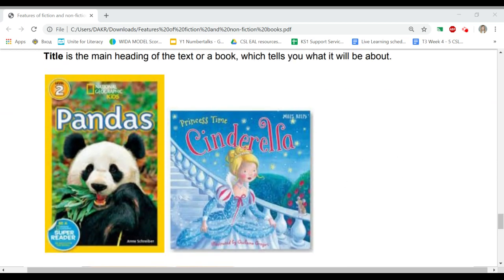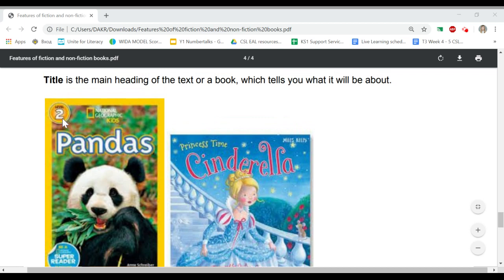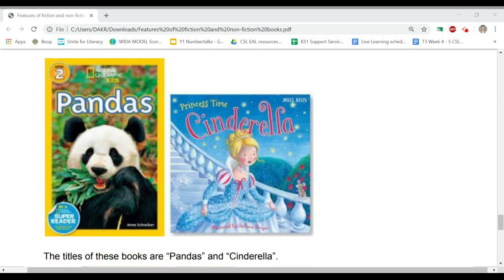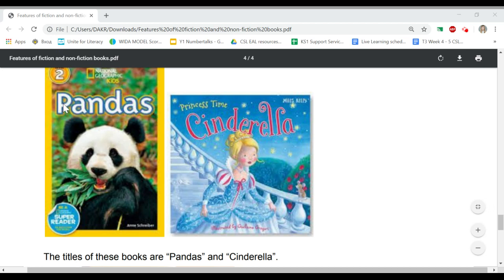Let's move on to the next feature, title. A title is the main heading of the text or a book, which tells you what it will be about. For example, the titles of these books are Panda and Cinderella. Easy, right?